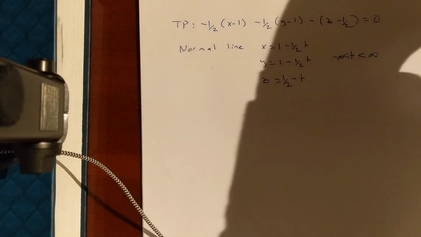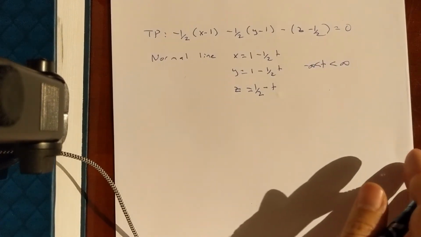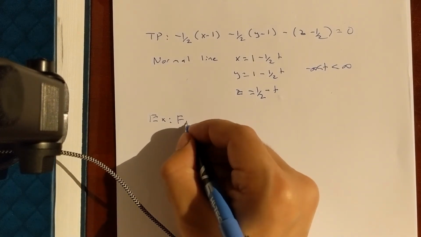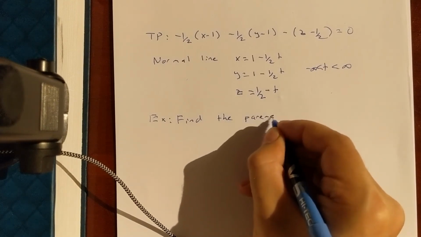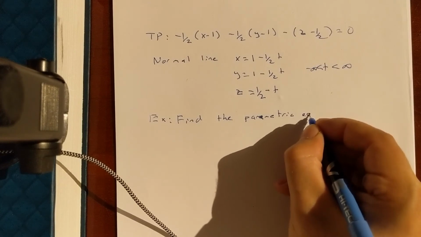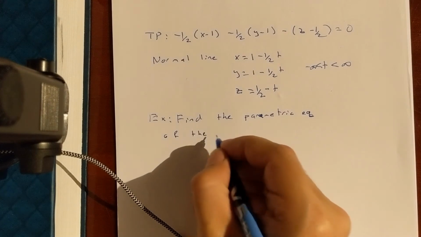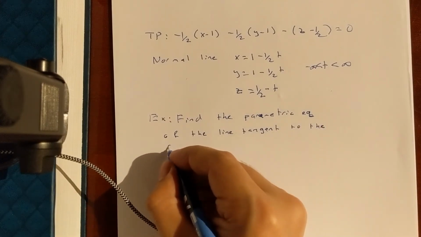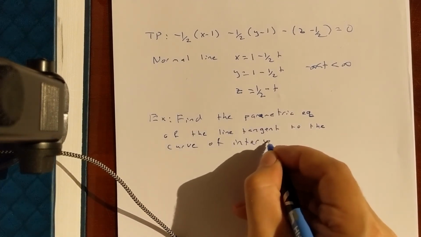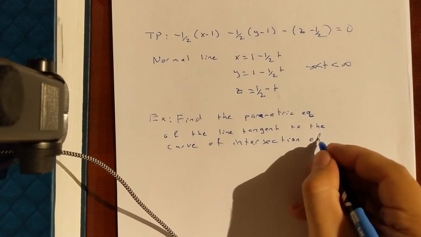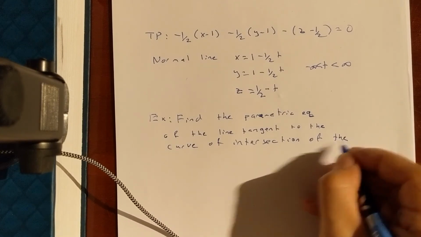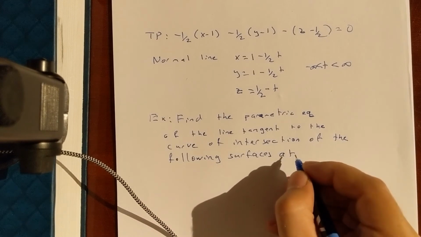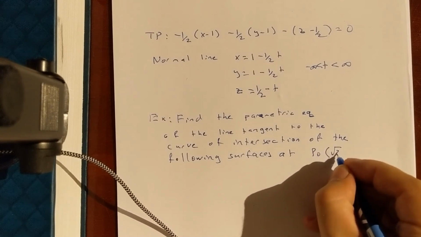Let's do a much harder one. Example: we want to find the parametric equation of the line tangent to the curve of intersection of the following surfaces at the point P naught, and I'll give you the point (sqrt 2, sqrt 2, 4).